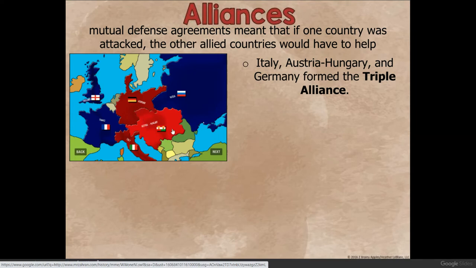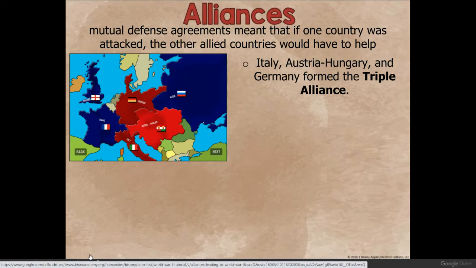Austria-Hungary and Germany occupied the innermost part of Europe. So this right here that I'm highlighting, this is a part of Europe, and the innermost part of Europe was all in an alliance with each other. So they were able to protect each other.